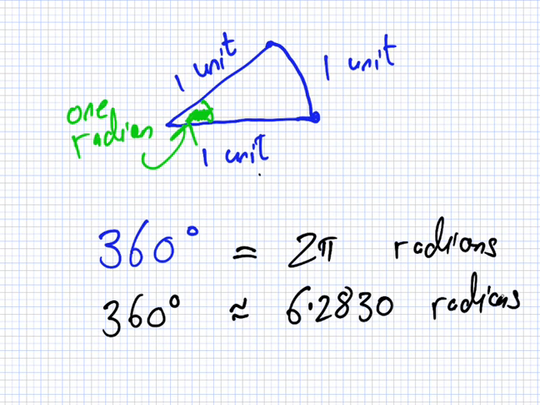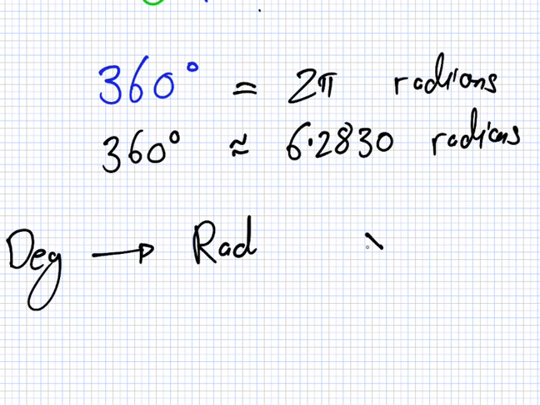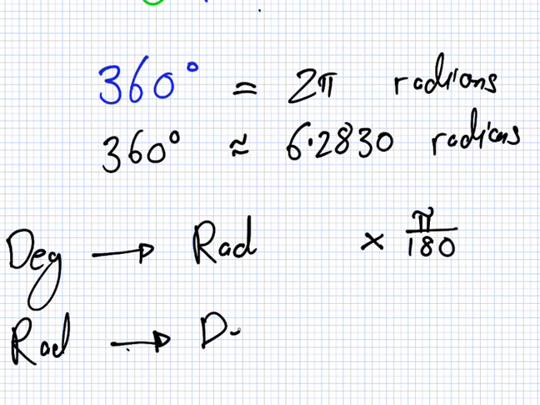So now, how can I switch between degrees and radians, or radians and degrees? So if I want to go from degrees to radians, I multiply my number by pi over 180. And if I want to go from radians to degrees, I multiply by 180 over pi. So this is how I can convert.